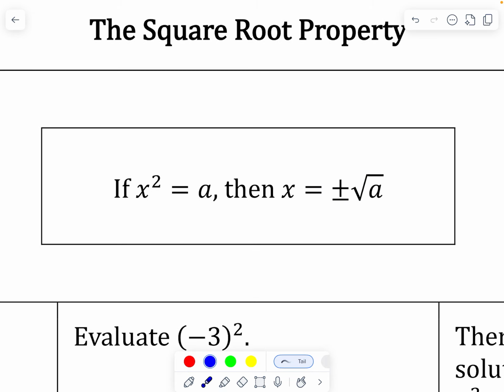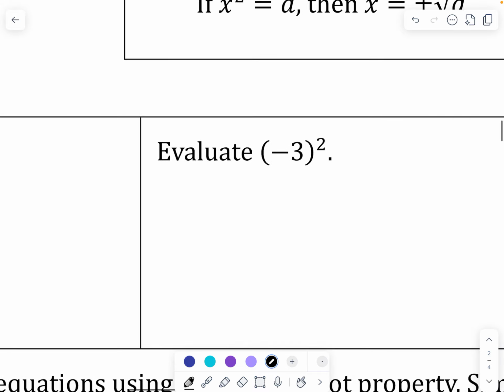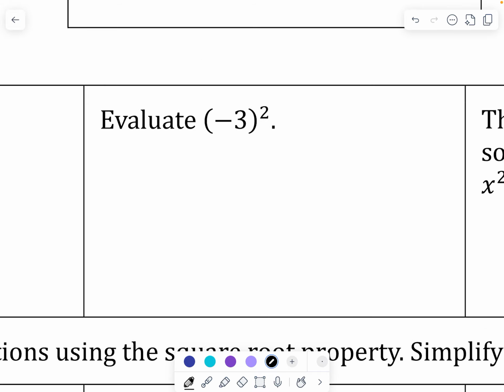So let's see why this is the way it is before we start using it. What is 3 squared, right? Let's just be thorough here. That's 3 times 3, and that is 9. Here, evaluate negative 3 squared. Now, be careful. The negative 3 here is in parentheses, which means we need to multiply negative 3 by itself, by negative 3. That's two negatives, right? The important part here is that a negative times a negative is a positive. So this is also 9. 3 squared is 9. Negative 3 squared with parentheses is 9.